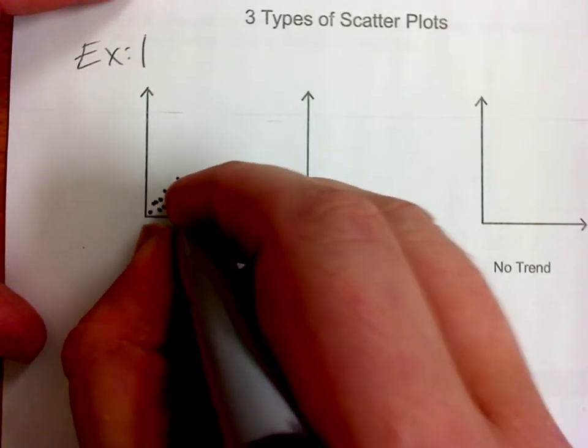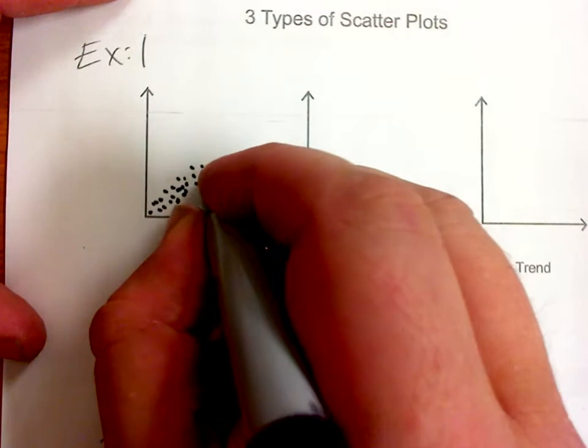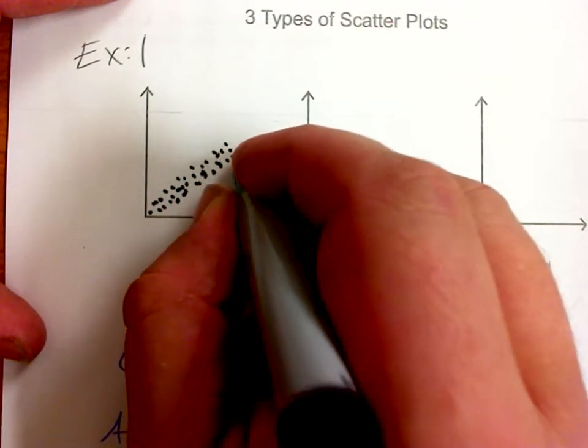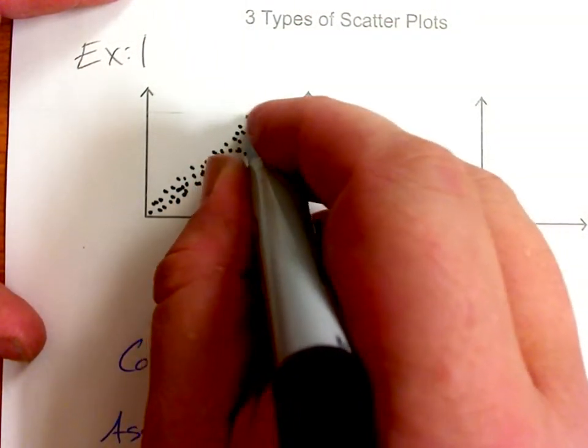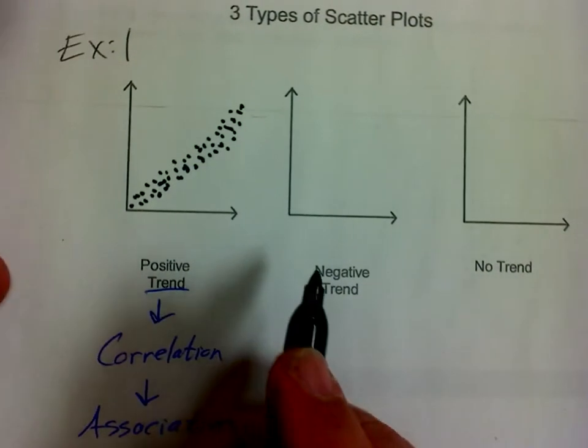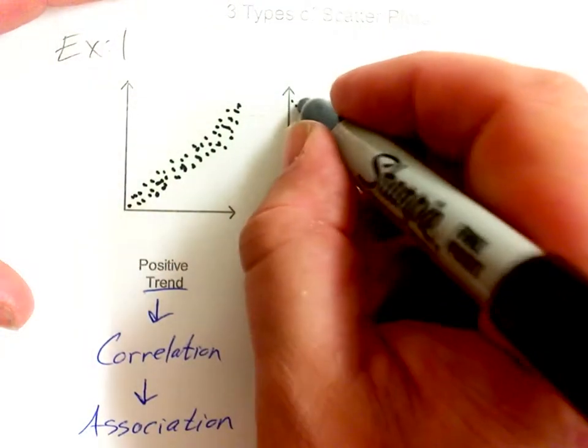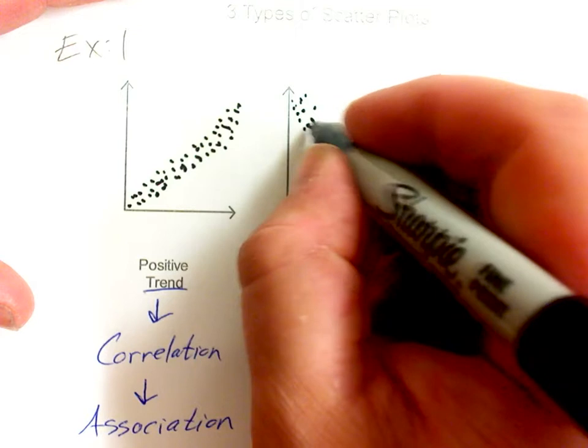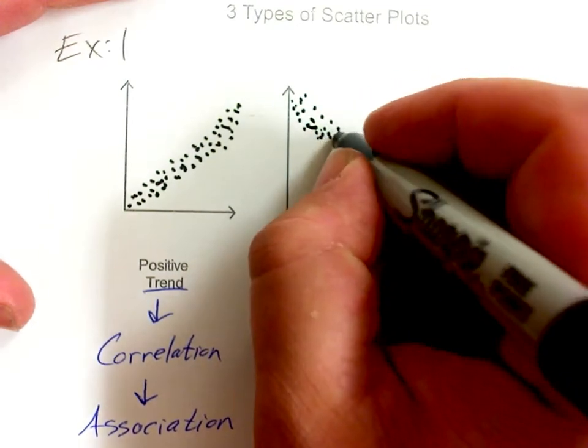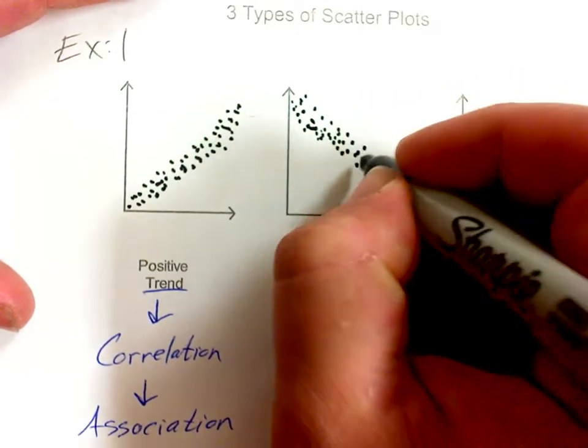Now a positive trend, or a positive correlation or positive association, is going to start here at the origin and increase as x increases. So as the x's increase, the y's will also increase. If you can probably take a guess, the negative trend is going to start higher, and then it's going to start coming down. So as the x's increase, our y's are actually going to decrease.